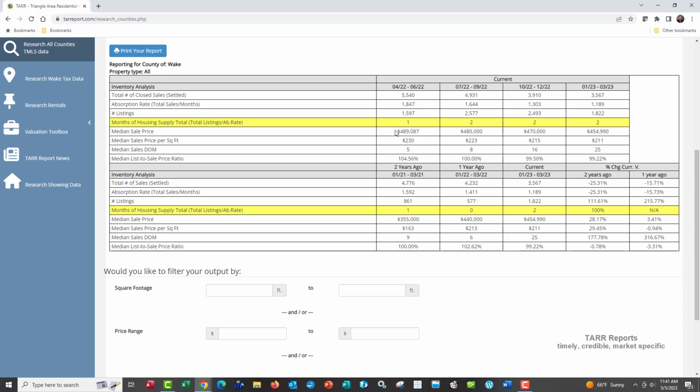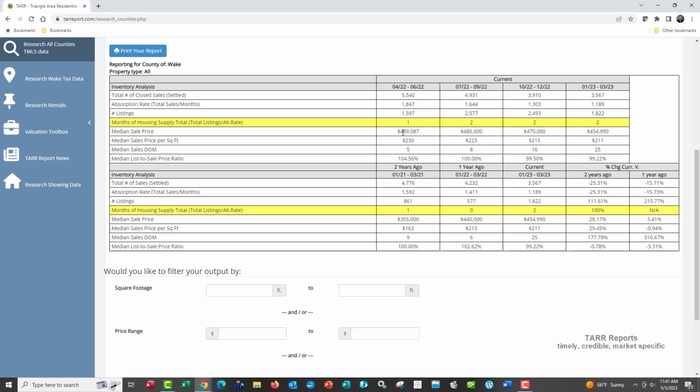So other metrics that we've got here, we've got median sales price per square foot, we've got median sales DOM, and then we've got median sales to list price ratio. Let's kind of go over each of them. So this will give you a feel for what's going on from a price standpoint. Now remember, the larger the data set, which is typically the county, the more indicative of what's really going on in the market it is.